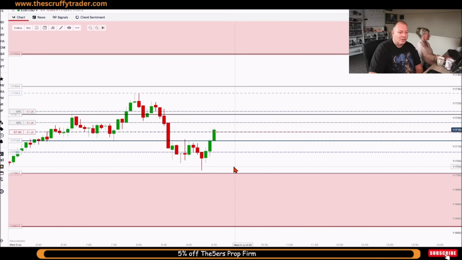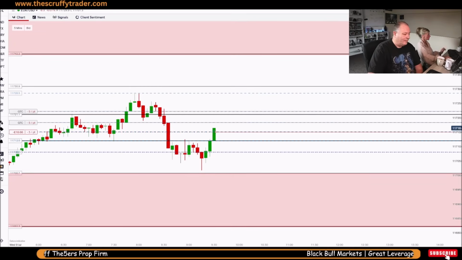Very, very simple process, and it's an easy trade that anybody could do if you can identify a strong directional move. So what we're going to do is we're just going to play it out and see what happens.